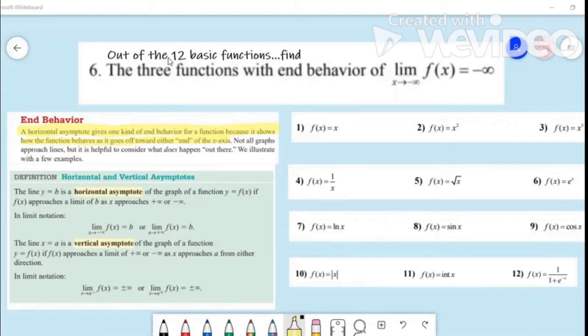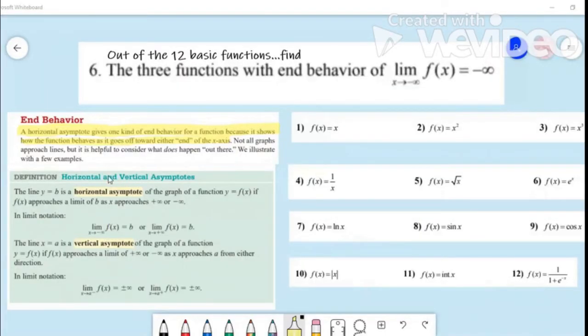Okay, so now we will solve problem number 6, which is asking to find 3 functions out of the 12 basic functions, which are these, that have this end behavior. Which means we need to find 3 functions that when x approaches -infinity, the limit of f of x will be -infinity. So in other words, we want to find functions that when the x values approach the negative side of the x-axis, the function outputs or y values are negative and have no limit or horizontal asymptote.